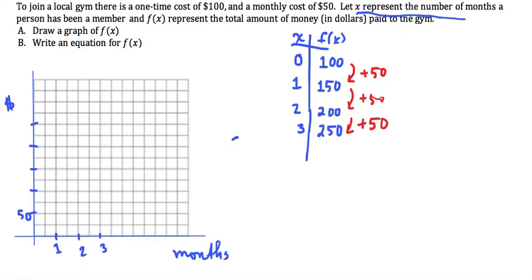Now, once I have my scale here, I don't have to label all of these necessarily. I can just make continuing tick marks here. So if you look at this and you count 5 of them, you know that is 250.